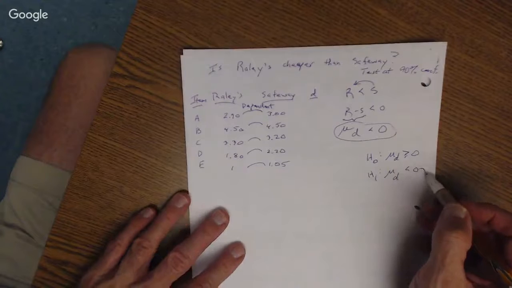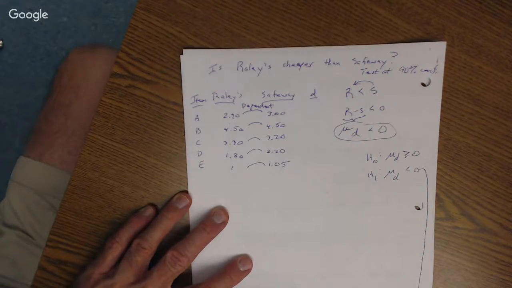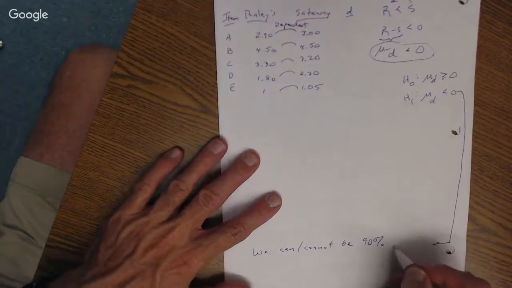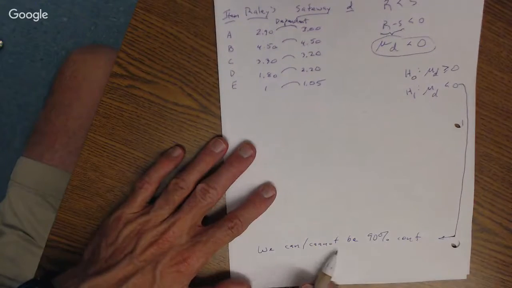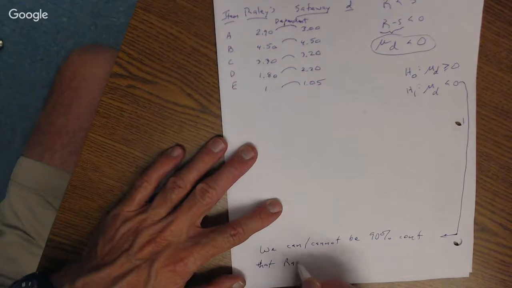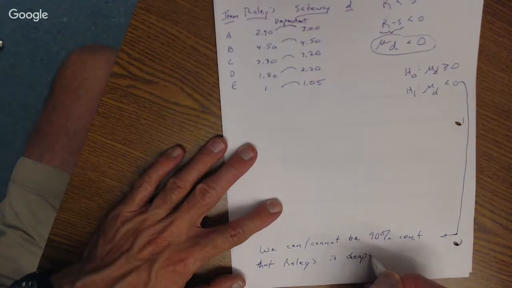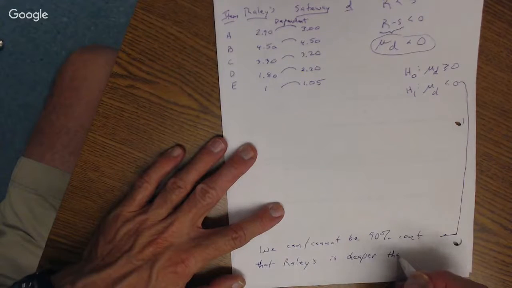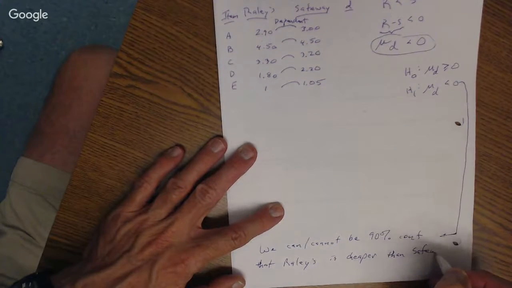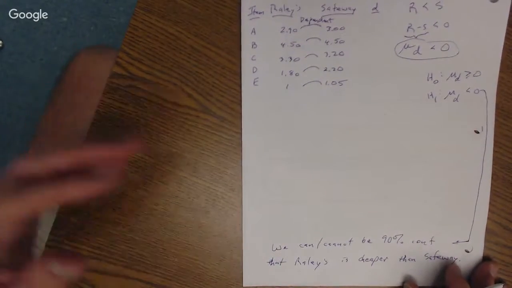All right, so let's do this. Let me write my conclusion right away. I can do that still. We can or cannot be 90% confident that Raley's is cheaper than Safeway. So it's our same conclusion. That doesn't change.